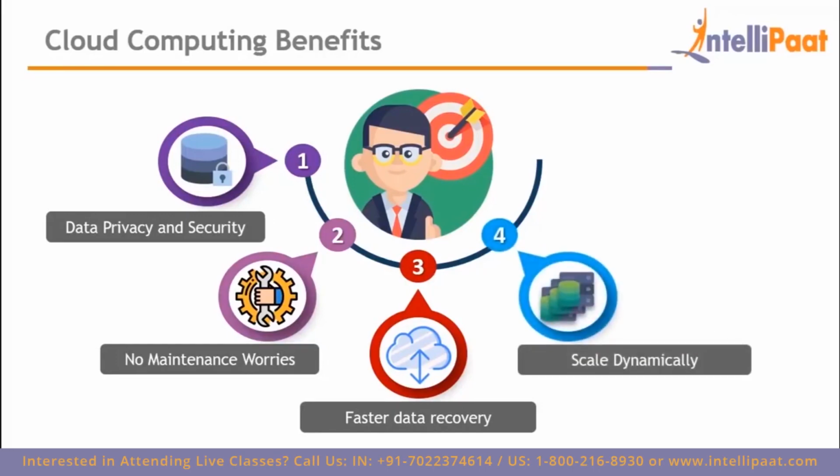The fourth point is scale dynamically. So scale dynamically is very simple. It is auto scaling. That means whenever your websites or applications traffic increase, the system automatically scales up your hardware components. And when the traffic goes down, it scales down your hardware components. And you just have to pay for the particular hardware components which are running currently.